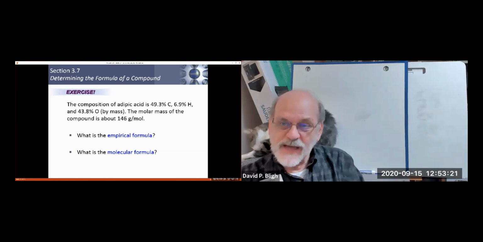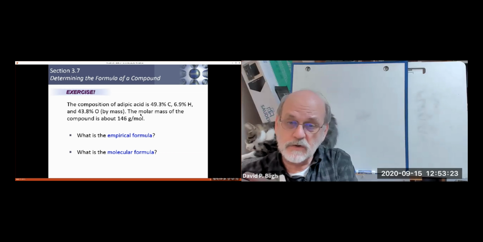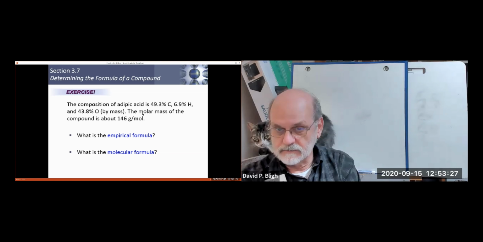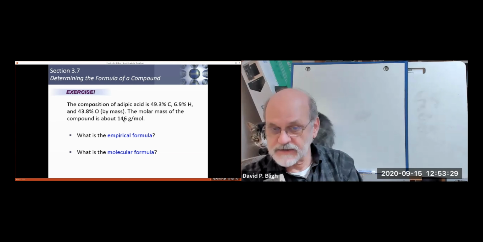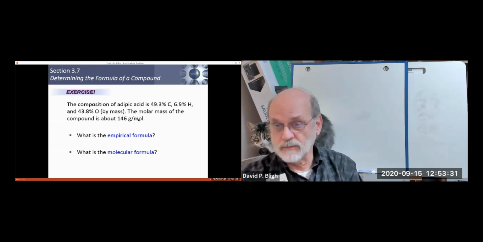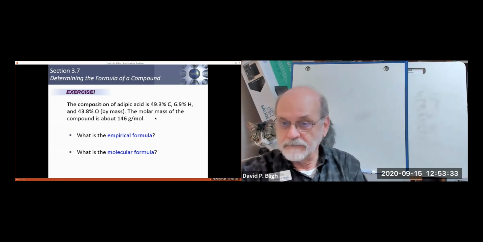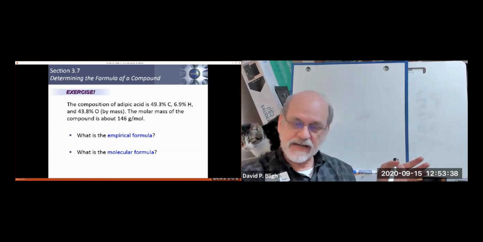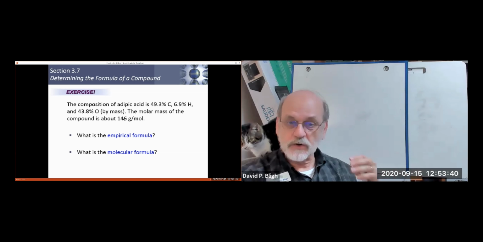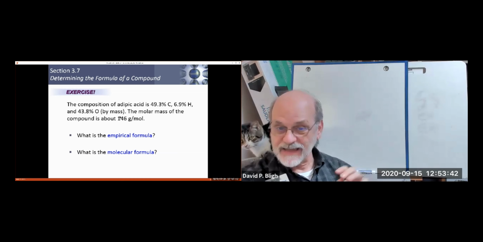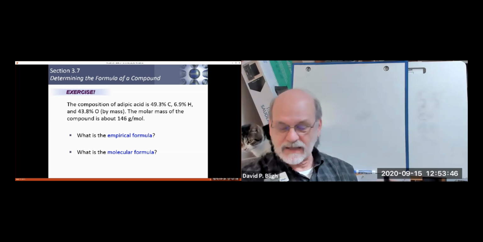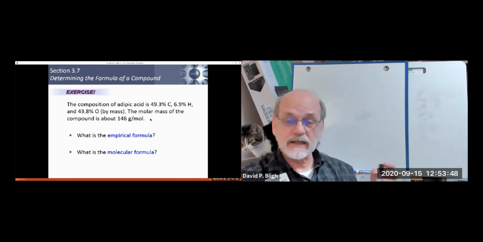A completely separate set of analyses will give you the actual molar mass of the compound, which in this case is 146 grams per mole. Right? And if you stick around for second semester, we'll show you some ways to get this value. And I'll give you a hint. We use colligative properties.